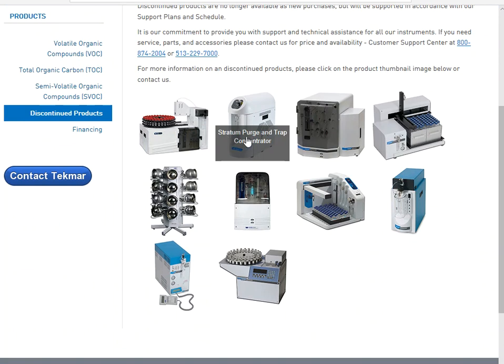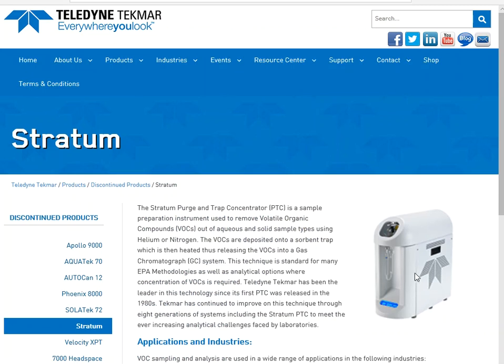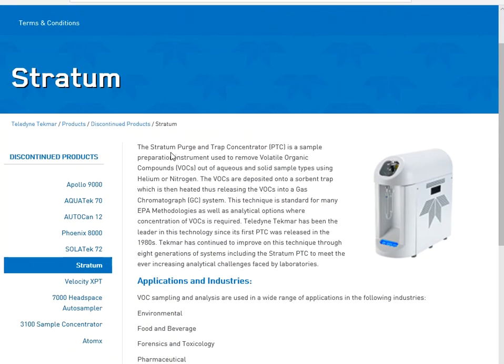This is a Stratum purge and trap concentrator. That is the purpose of this piece if you see it in our lab. So it says the Stratum purge and trap concentrator, PTC, they add the C on, is a sample preparation instrument used to remove volatile organic compounds out of aqueous and solid sample types using helium or nitrogen. The VOCs are deposited onto a sorbent trap, which is then heated, releasing the VOCs into a gas chromatograph system. It says it's standard for many EPA methodologies. That's Environmental Protection Agency, right?